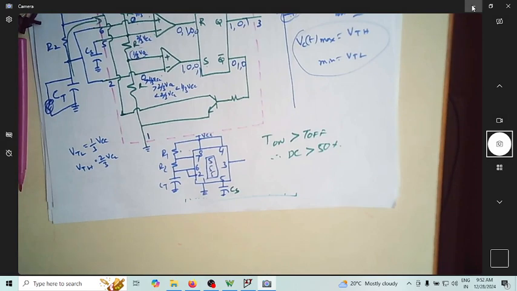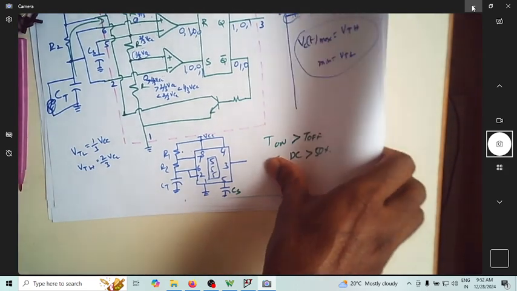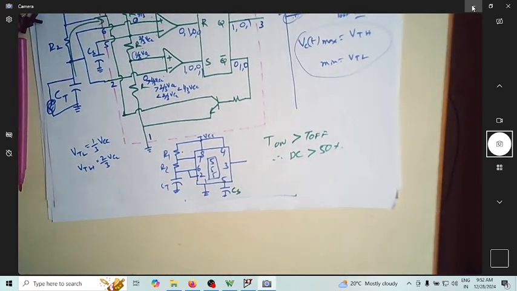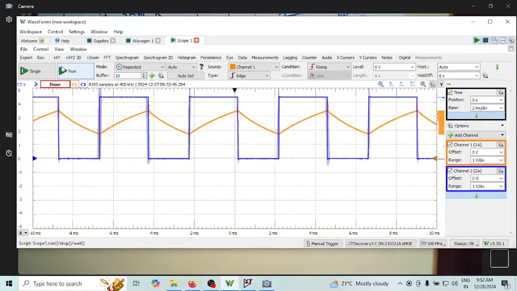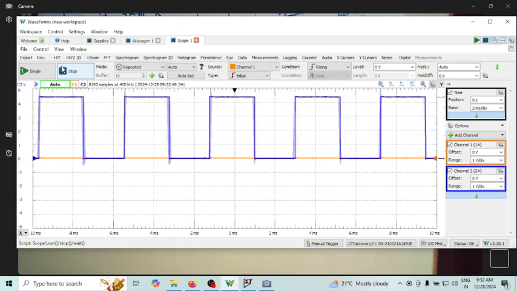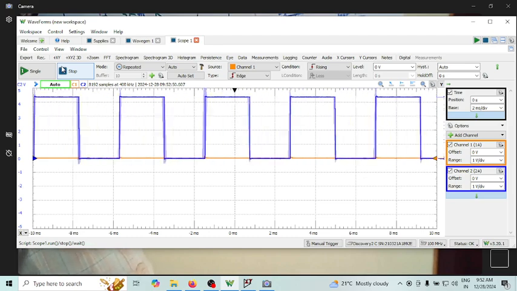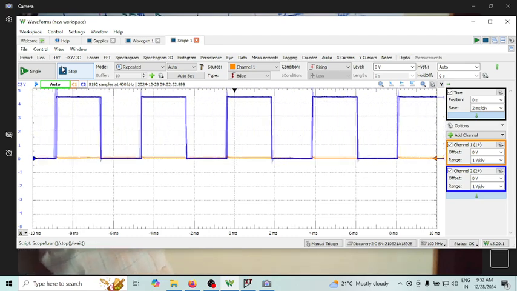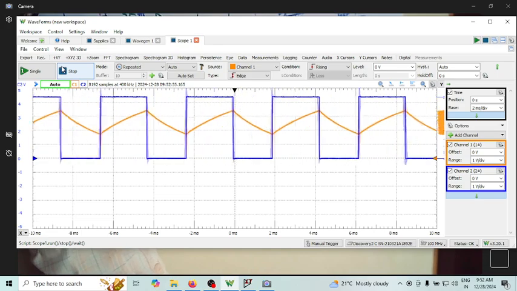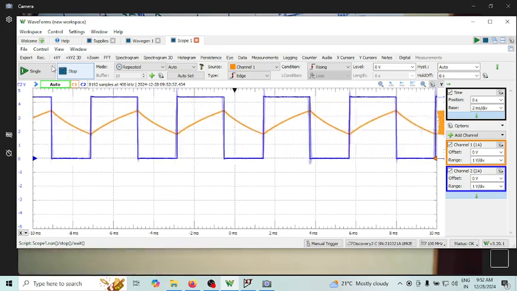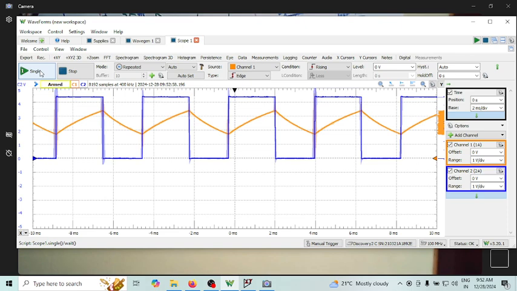Before that, let us try to do an experiment on this astable multivibrator by having certain values of R1 and R2. I have already rigged up a circuit. Okay, let me run this. This is my waveform. You can see I'm already getting that square wave. Let me also show you the capacitor charging and discharging. Okay, this is perfect.